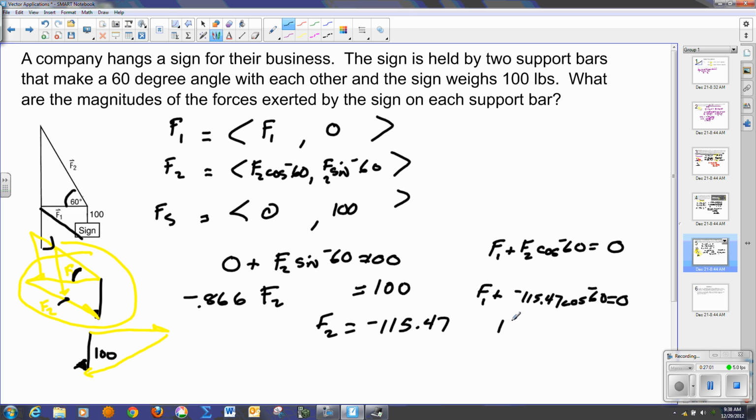So I know that force 1 plus this quantity ends up being negative 57.75. That's equal to 0, so force 1 is equal to roughly 57.75 pounds. And thus the problem is solved.